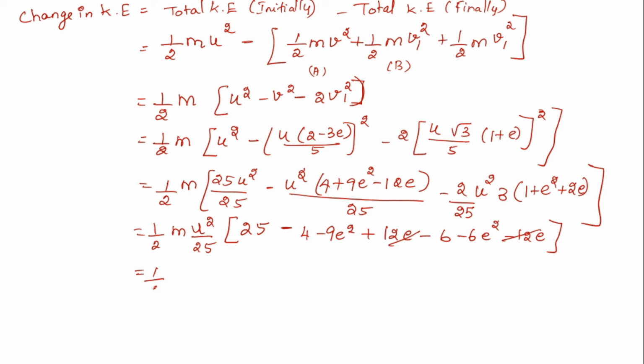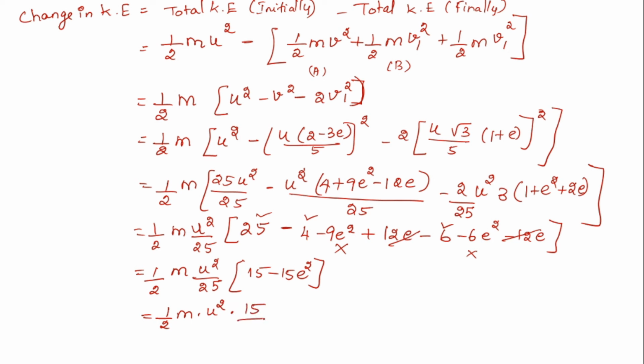So it will be half into m into u square by 25. Now this is minus 4 minus 6, so it is minus 10, and here it is 25. 25 minus 10 will be 15. Similarly, we have minus 9e square and minus 6e square, so minus 9 minus 6 will be minus 15e square. In both terms 15 is common, so take it outside: 1 by 2 into m into u square into 15 divided by 25 into (1 minus e square). When 15 and 25 are cancelled, it will be 3 by 5.